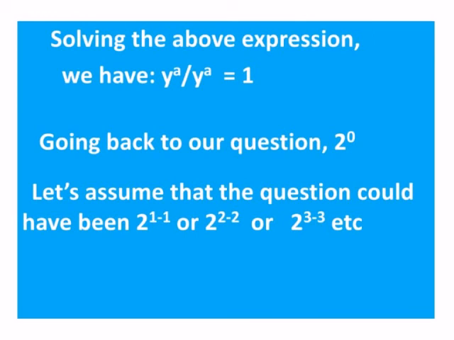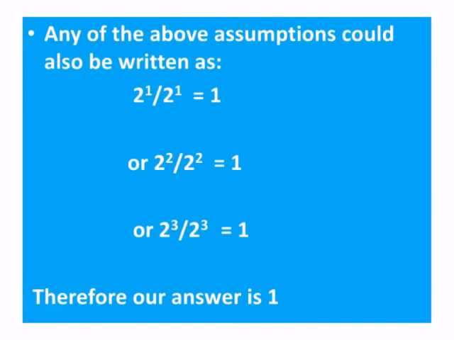Going back to our question, 2 raised to the power 0. Let's assume that the question could have been 2 raised to the power 1 minus 1, or 2 raised to the power 2 minus 2, or 2 raised to the power 3 minus 3, etc. Any of the above assumptions could be written as 2 raised to the power 1 divided by 2 raised to the power 1. This will give us 1. Or 2 raised to the power 2 divided by 2 raised to the power 2. This will give us 1. Or 2 raised to the power 3 divided by 2 raised to the power 3. This will give us 1 too. Therefore, our answer in all the cases is 1.